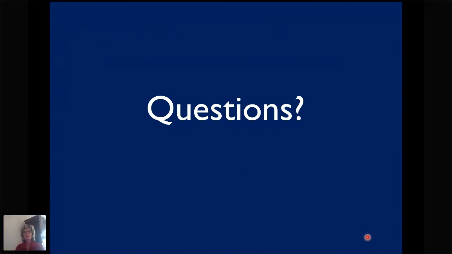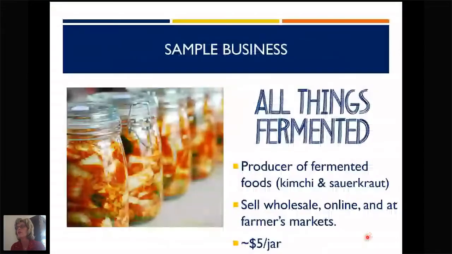end. So let's use a sample business, All Things Fermented. We have a series of questions we've made up about another fictional business called All Things Fermented. They are a small business here in Tucson. It's kind of a side hustle for the business owner. It's something she really cares about. After a year of doing business, she put together a profit and loss statement.